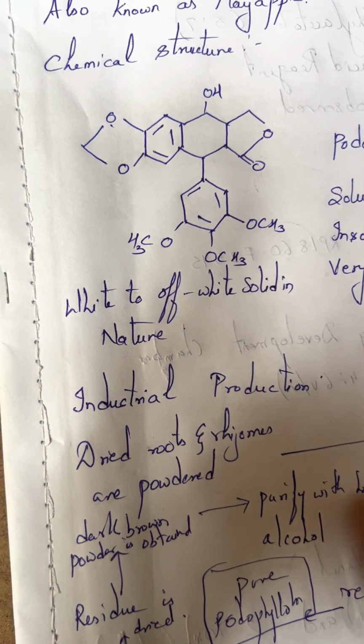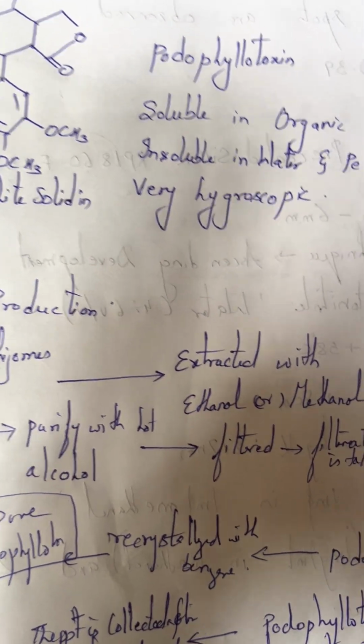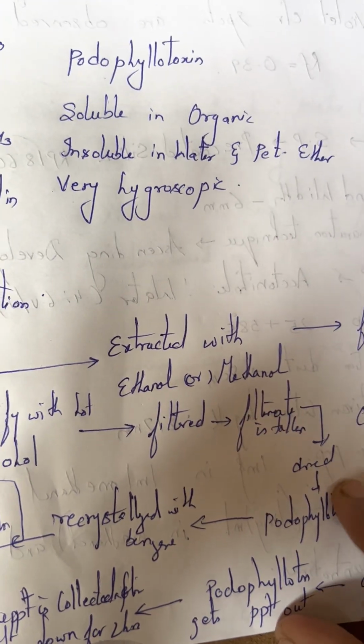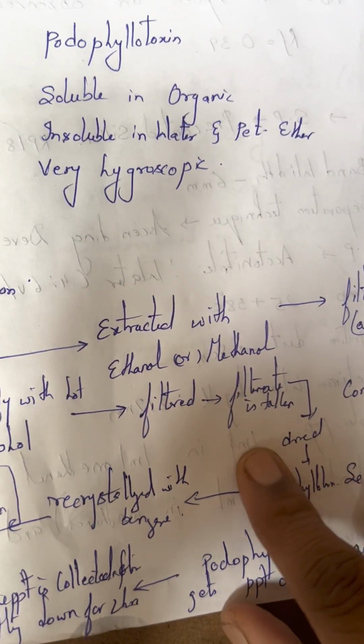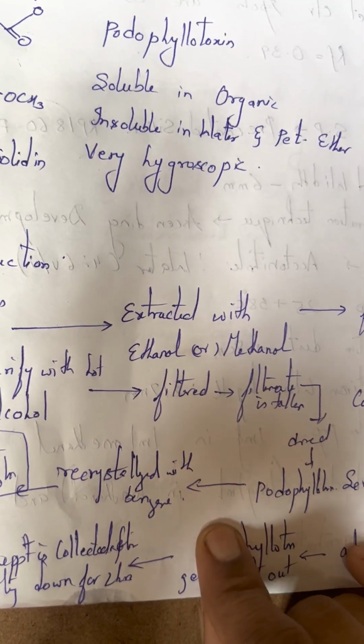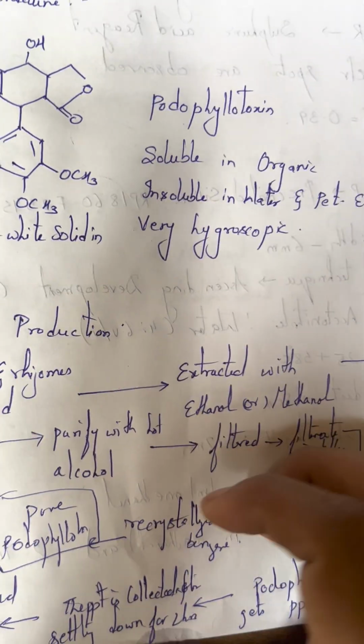So when we add hot alcohol and filter it, the filtrate is again taken. Same as here, we took the alcoholic filtrate, so similarly we take the filtrate again and we have to dry it. Then you will get podophyllotoxin. This podophyllotoxin is recrystallized with benzene, and finally you will get the pure form of off-white to white podophyllotoxin. Okay, it's an easy industrial production process.